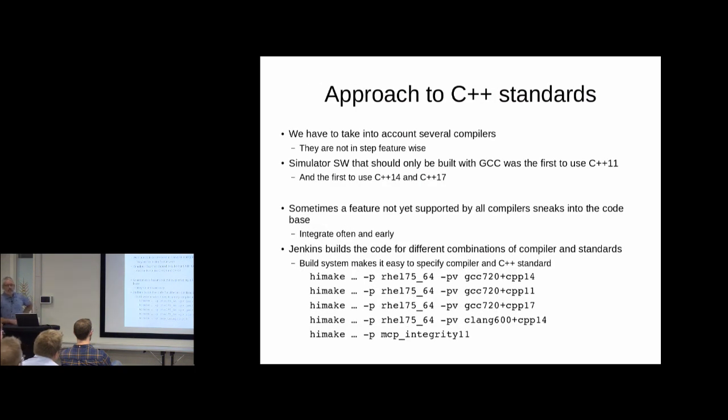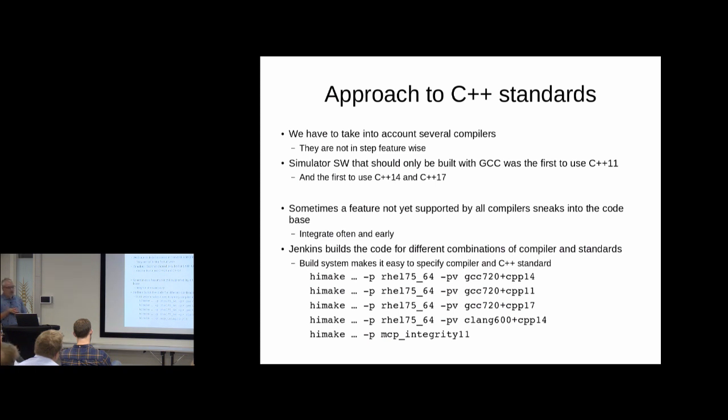We have to take into account several compilers, and they are not in step feature-wise. For instance, the Greenhills multi-compiler didn't support C++14 until early 2018, and that was about 3 years later than GCC had full support. So if we wait for all compilers to support a certain standard before we allow it, there will be a lost opportunity cost.